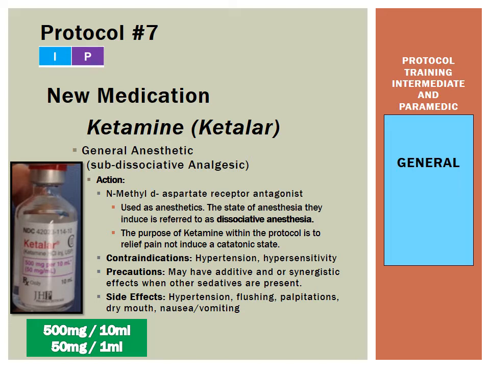So our dose for adults is 0.1 to 0.5 milligrams per kilogram, and for our paramedics, 0.1 to 0.2 milligrams per kilogram for the pediatric patient. Contraindications are hypertension and hypersensitivity to the drug. The precaution we need to be on the lookout for is that this may have additive or synergistic effects when other sedatives are present. And side effects are hypertension, flushing, palpitations, dry mouth, nausea, and vomiting. Now, how we're going to be carrying ketamine is in a mixture of 500 milligrams in 10 mLs, which is 50 milligrams per 1 mL.